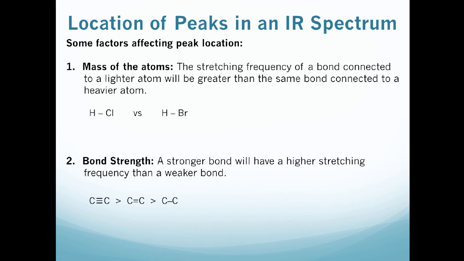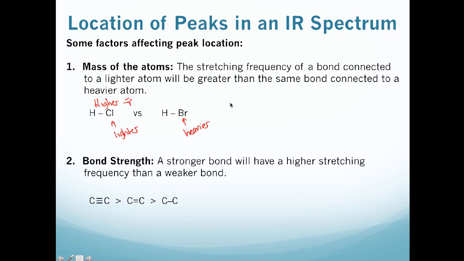So here we can compare HCl and HBr. In both cases, hydrogen is the same, but chlorine is lighter, and bromine is heavier. So because chlorine is a lighter atom, it's going to have a greater stretching frequency. So the HCl stretch is going to be at a higher wave number. HBr is going to be at a lower wave number.